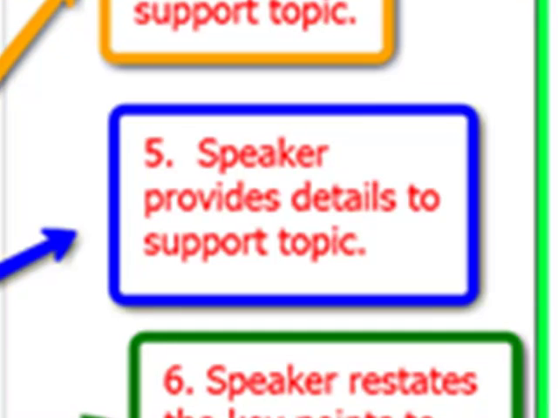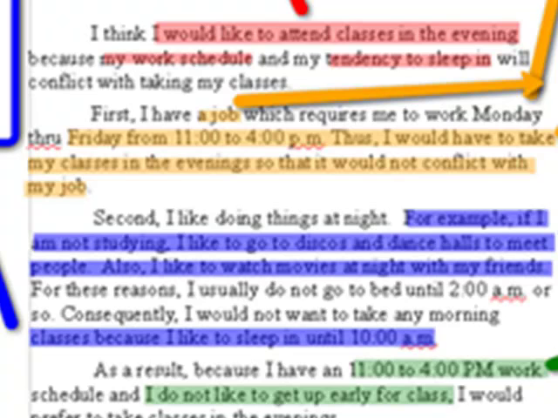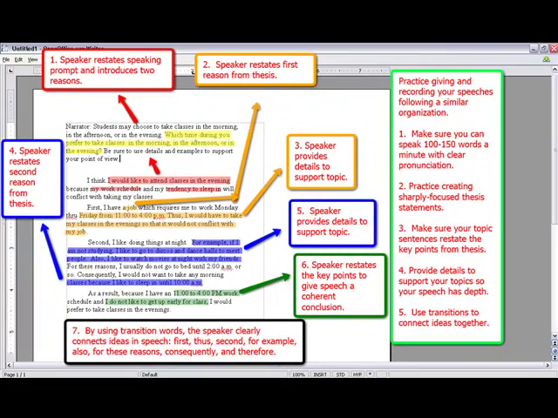Number 5, the speaker provides details to support the topic. For example, the person definitely likes to sleep in. Why? The person likes to go to discos and dance halls and also likes to watch movies at night, so the person doesn't get to bed until 2 a.m. Therefore, the person doesn't want any morning classes because the person likes to sleep in. So this is excellent. This is stronger than the previous paragraph we looked at because this one is better supported with more examples. All right, let's go to 6.